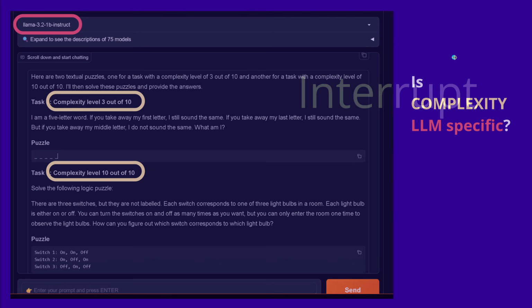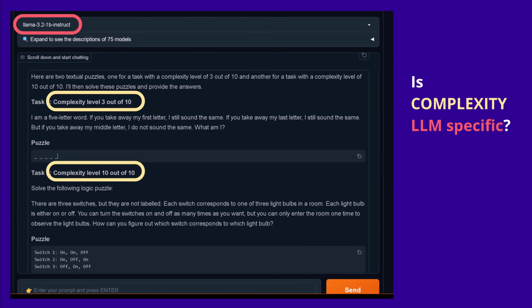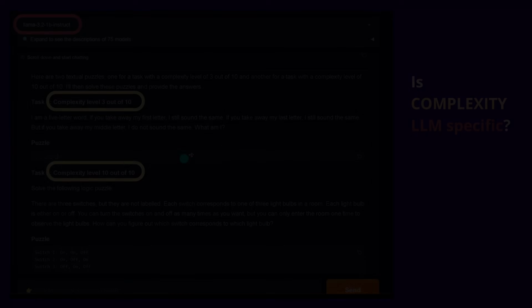But at first, let's have an interrupt. That's a good idea. If you're new to AI, from a green grasshopper, think about this. Is complexity LLM, the model, specific? I did a simple experiment. I said, hey, Llama 3.2, a 1 billion instruct model, not in any way quantized. I said, no, the pure 1B model. And I said, hey, give me an example of a complexity query that you as an AI think is a level 3 out of 10. And then give me one with a complexity level maximum 10 out of 10.